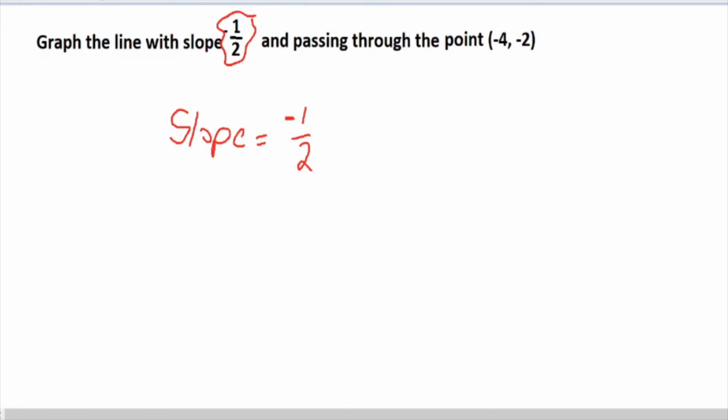What does this mean? This means that the rise would be negative 1. So this is our rise, and this here is our run. So because it's a negative, we'll go down 1 and then we'll go over 2. Starting from this point, negative 4, negative 2.